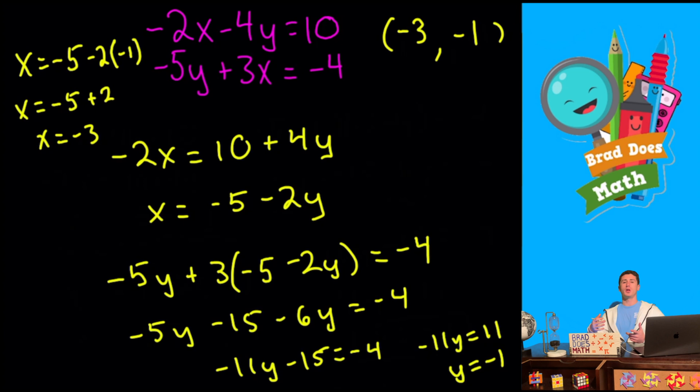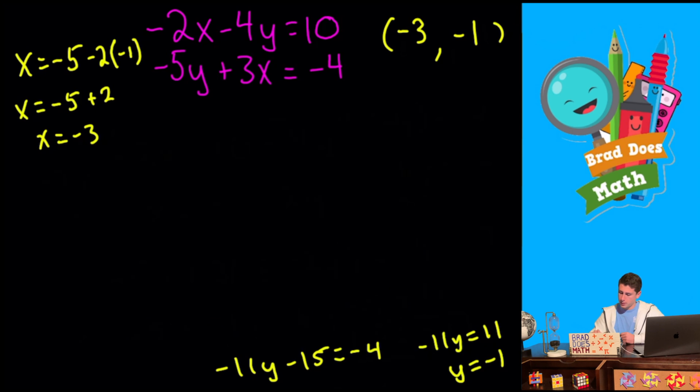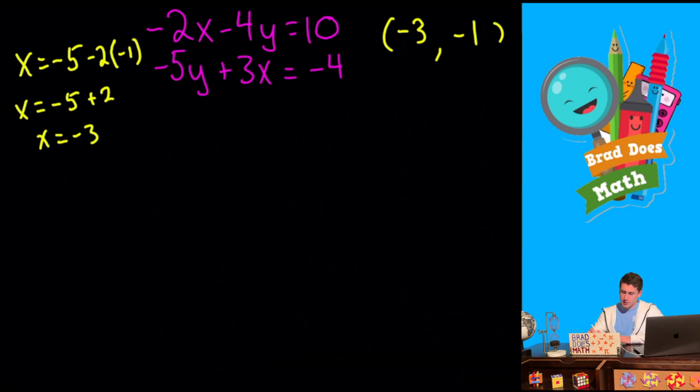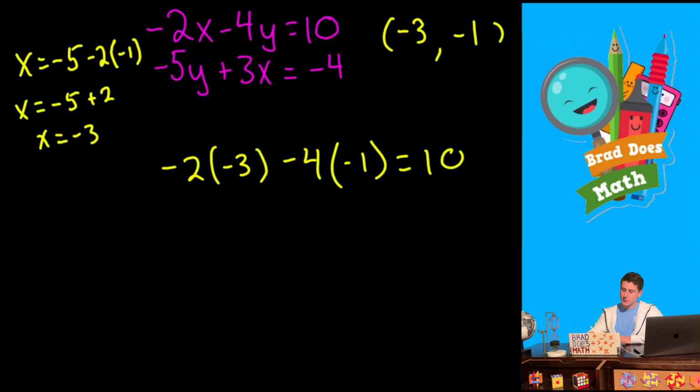And again, I can plug into my equations to check my work. So I will erase a little bit. So to check my work, I will plug into both equations. I'm going to start with the top one, and I will plug in negative 3 for x, negative 2 times negative 3, minus 4 times negative 1, and see if that equals 10. So I get 6 plus 4, and that does equal 10, so I'm good to go there.